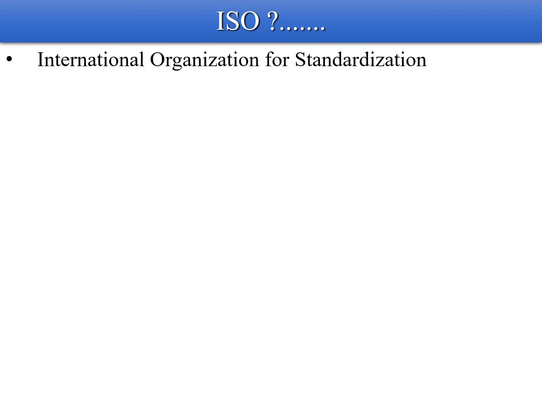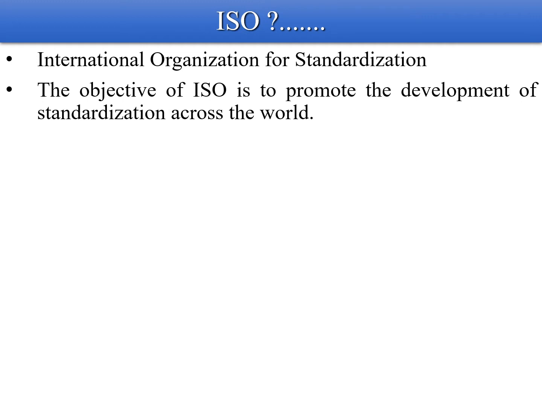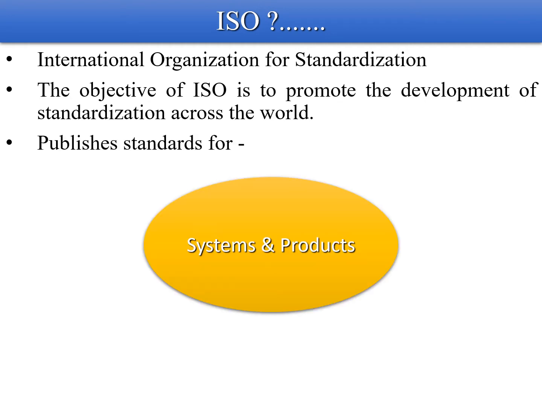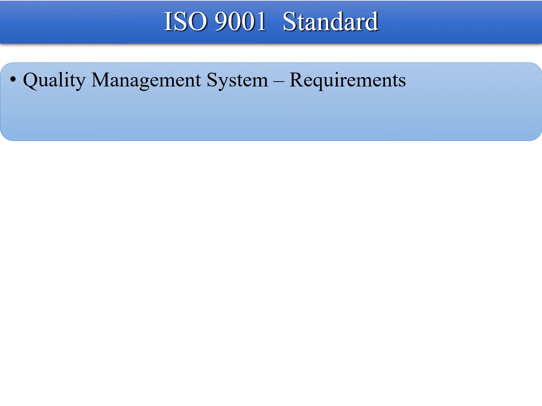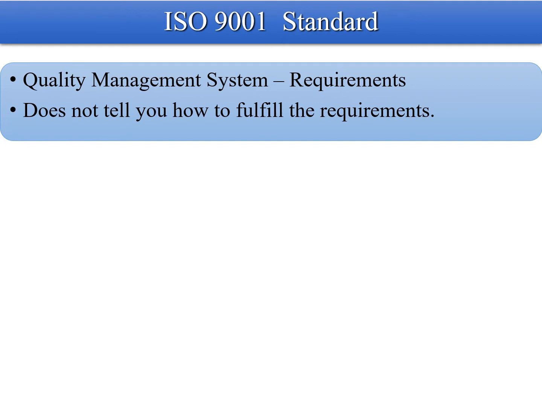So to start with, what is ISO? ISO is basically an indication of the International Organization for Standardization. The objective of ISO is to promote the development of standardization across the world. It publishes standards for systems and products. ISO 9001 2015 is the standard for quality management system requirements. It talks about the requirements one has to maintain in order to get ISO 9001 certification. It will only give you the requirements. It doesn't tell you how to fulfill those requirements.